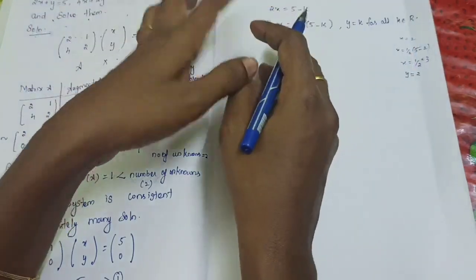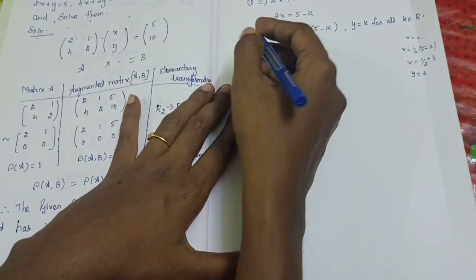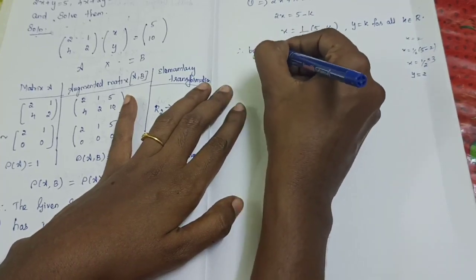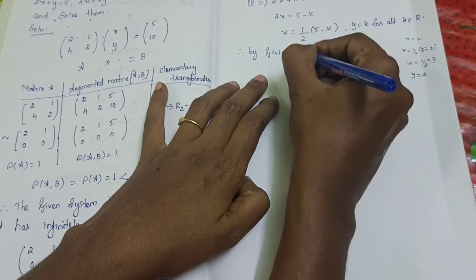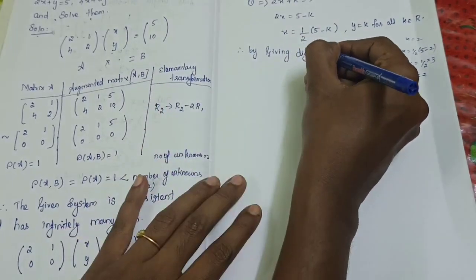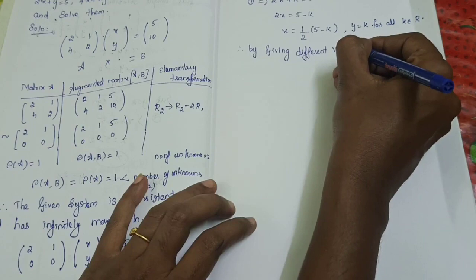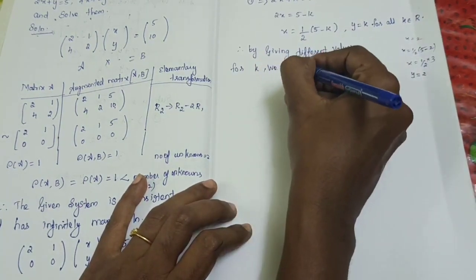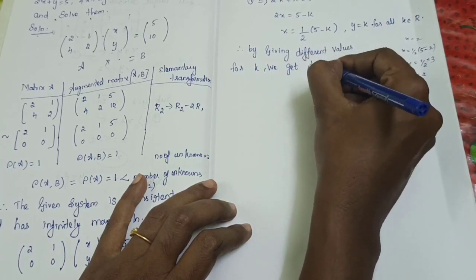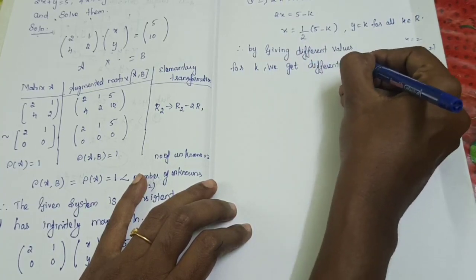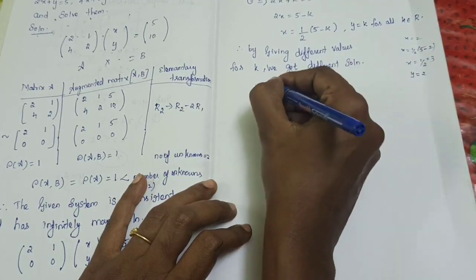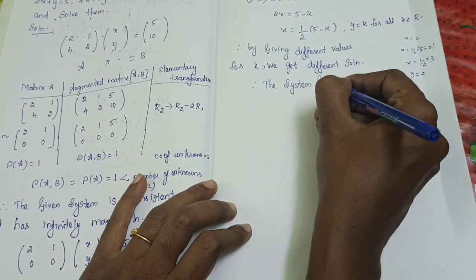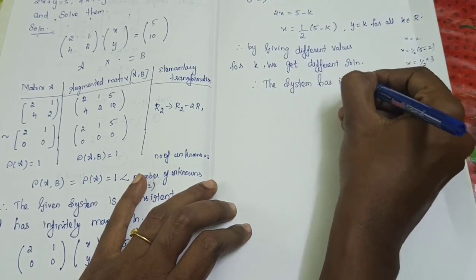Hence, the system has an infinite number of solutions. We are going to conclude the answer. Therefore, by giving different values for k, we get different solutions. Therefore, what will you say? The system has infinitely many solutions.